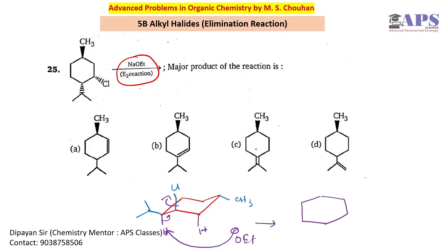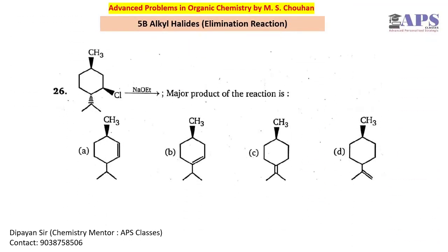product where methyl is below the plane, or we can write it above the plane according to the problem, and this will lose this orientation because this will become sp2 in nature. Okay, so this will be your final product, which is option B. So in the next question we have a different kind of thing.